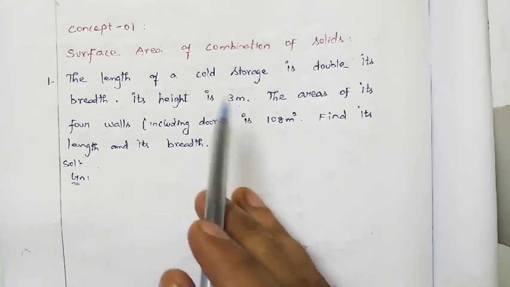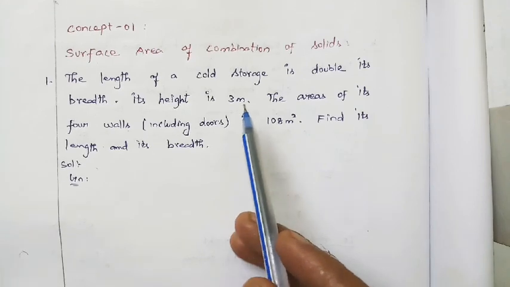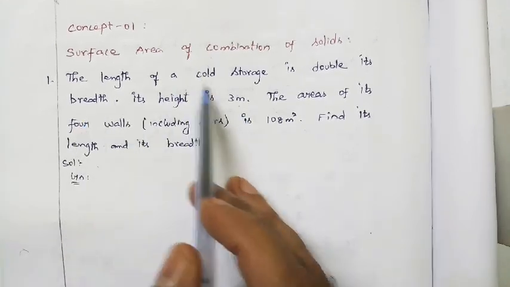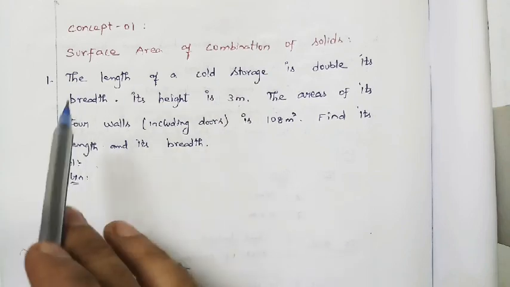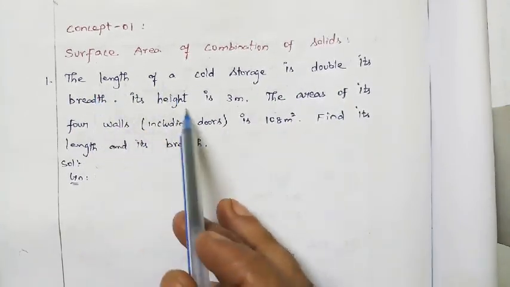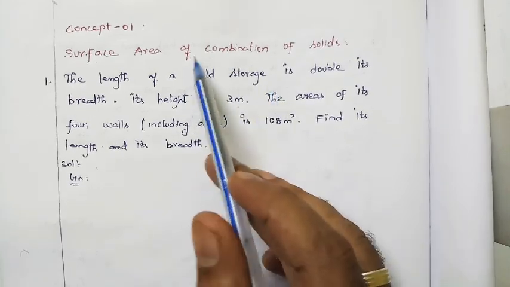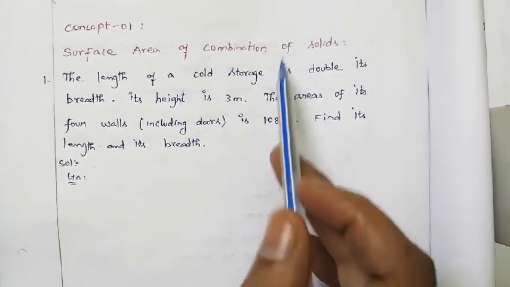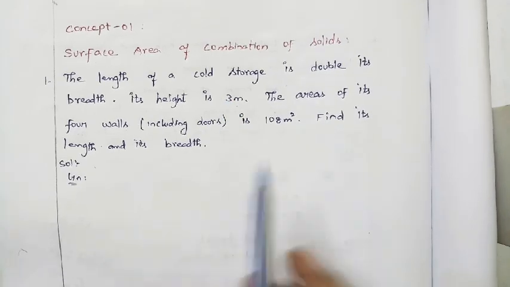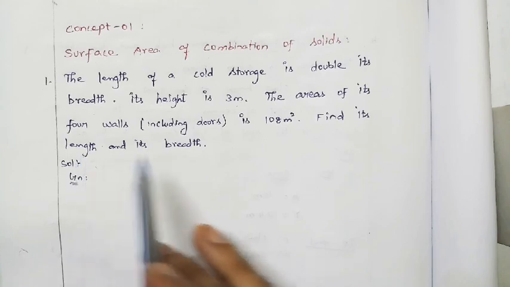Here they are talking about only one solid, one 3D shape, that is nothing but the cold storage. They are talking about length, breadth, and height, all three different. So the cold storage room is cuboidal in shape. What we want to find is its length and breadth.